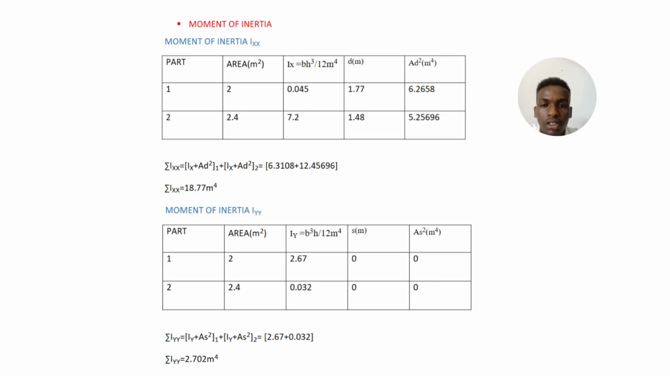This is the moment of inertia based on the calculation. The value of Ixx is equal to 18.77 meter power 4 and Iyy is equal to 2.702 meter power 4.